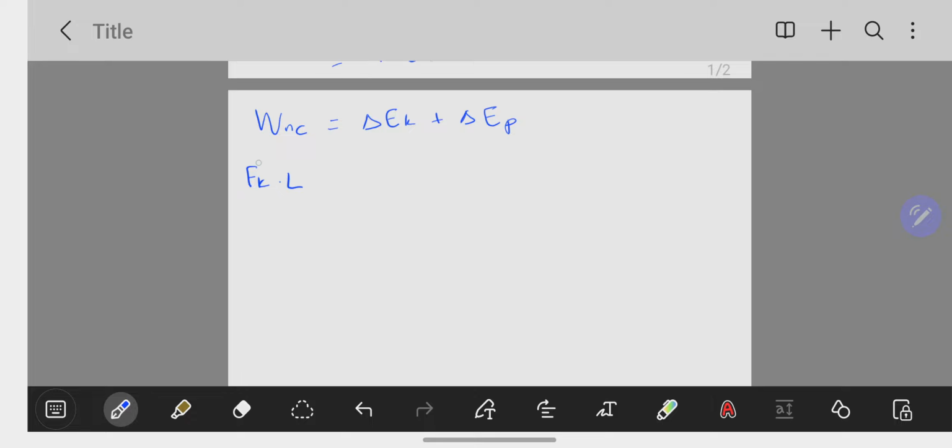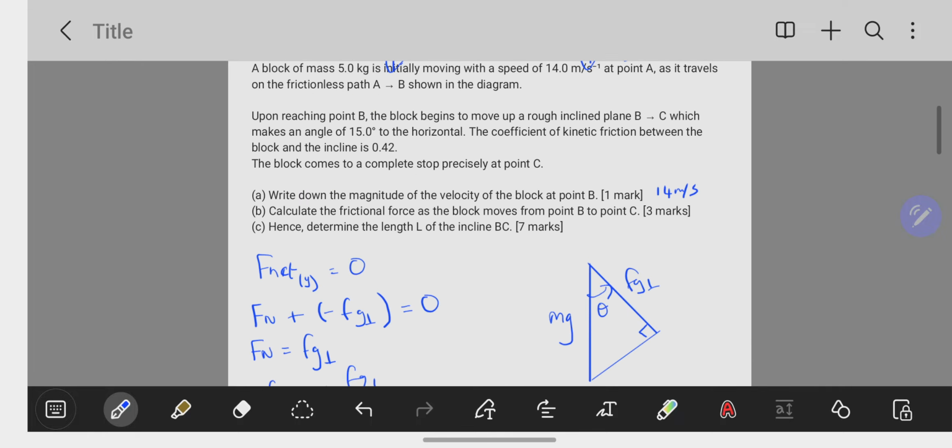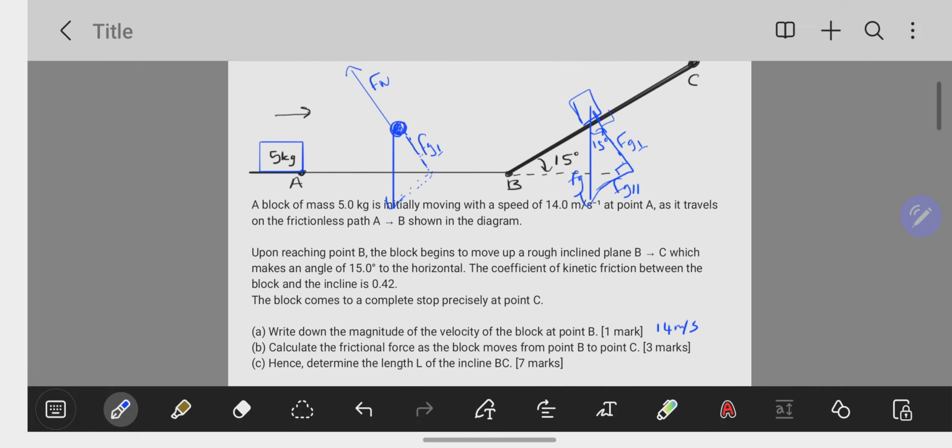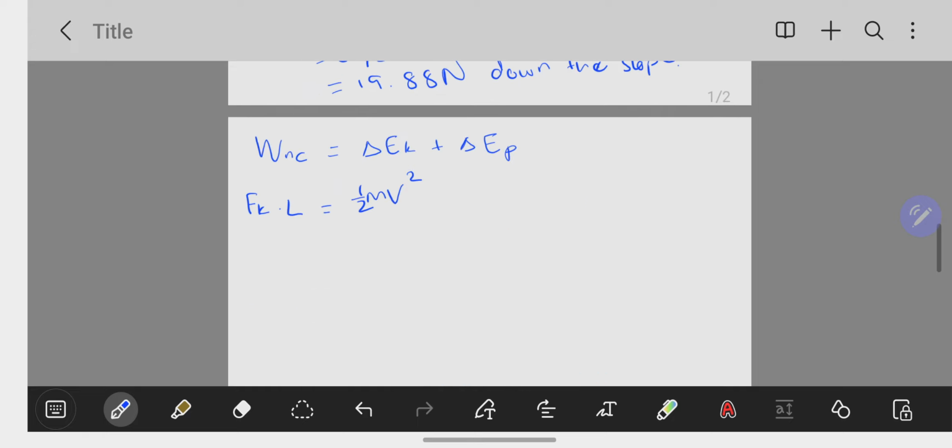Right, so it's the frictional force times the distance the block travels while frictional force is acting on it, equals 1 over 2 mv squared. Now the final is point C, so I'll use C and B for final and initial. Sorry, that's C, minus 1 over 2 mv squared at B, plus mgh at C minus mgh at B.